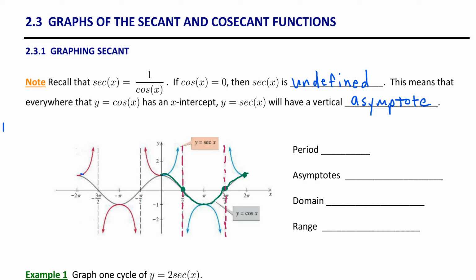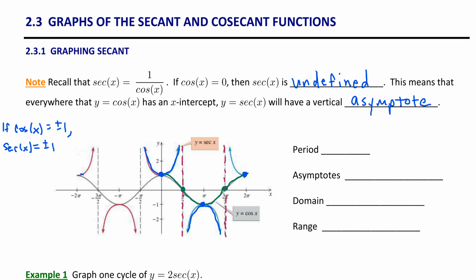Similarly, observe that if cosine of x has a value of either positive or negative 1, then secant of x has the reciprocal value. Well, the reciprocal of 1 or negative 1 is also 1 or negative 1. So when cosine has a value of 1, secant has a value of 1. When cosine has a value of negative 1, secant has a value of negative 1. So notice the secant bounces right off of the cosine wave.